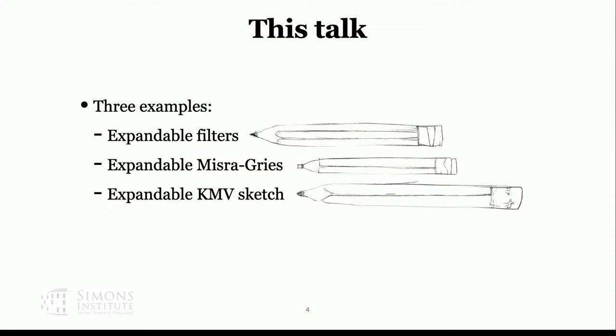So the first topic is expandable filters. This is something I started working on 10 years ago. So we had some theoretical results back then that I'll talk about. And then recently we figured out how to actually make this into something. And then I'm going to talk about expandable versions of some well-known sketches, Misra-Gries, the heavy hitter sketch, and the K minimum value sketch that can be used for various things, including cardinality estimation. So these are really simple ways of making these sketches expandable. They may be well known, but I haven't seen them described in the literature. So let's start. Okay, and there's going to be few answers and many questions.